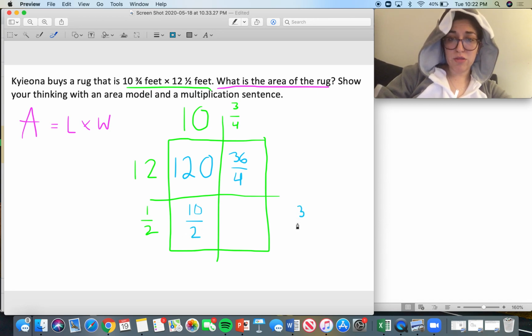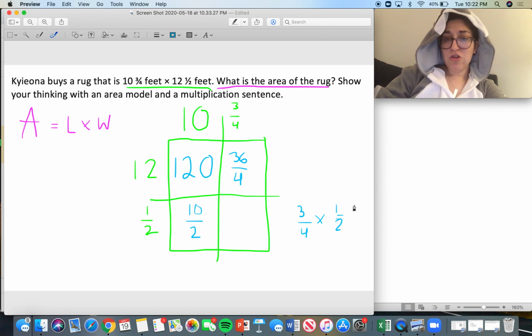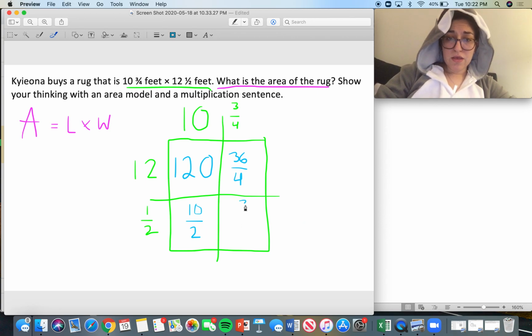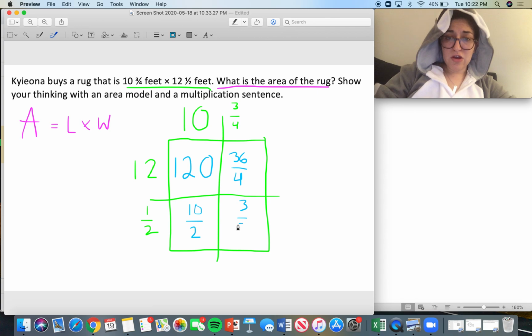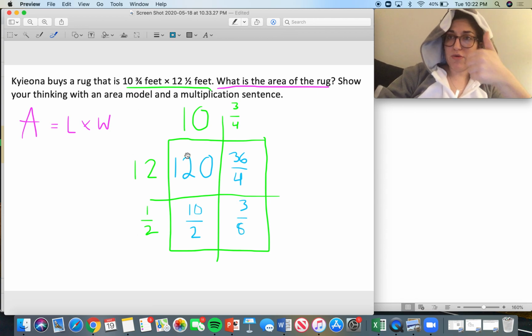And for the last one, this is the one that we sometimes get confused by. I need to multiply 3/4 times 1/2. Remember, when it's multiplication, we just have to multiply across. We don't need to change anything, we're just multiplying across. So 3 times 1 is going to be 3. 4 times 2 is going to be 8. I'm going to end up with 3/8. Now we've got all 4 of our boxes done.